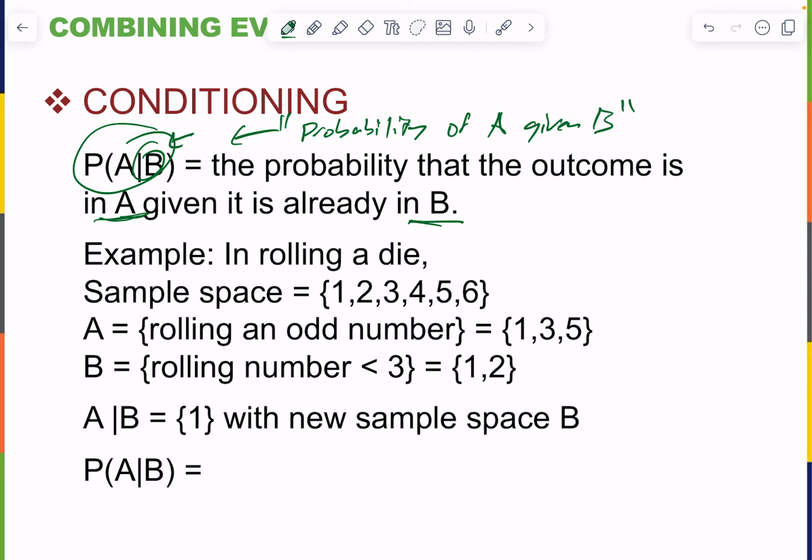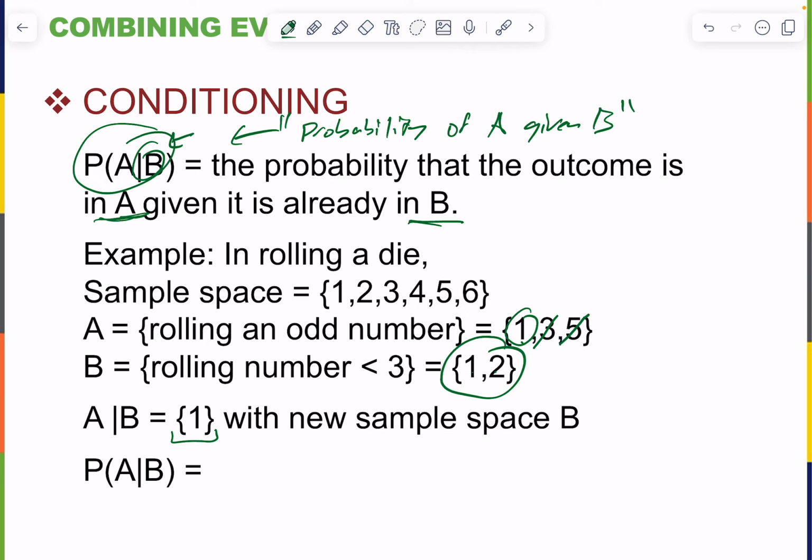All right, let's go back to our example here in rolling a die. So the sample space is the same as before. A and B are both the same as before. Now, what we want to know is what A given B is. Well, the set of all outcomes of A, given that B has already occurred, is just going to be 1. So notice, if B has occurred, there is no possibility of 3 or 5 because B has occurred. So it's either 1 or 2. 1 is a possibility, right? So that's the only possibility that can be in A given B has occurred.